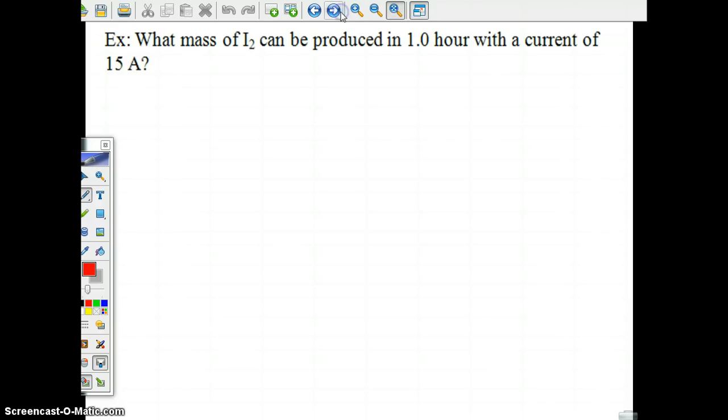All right, so let's try one. We're going to try each process once. So what mass of I2, this is just like your lab, can be produced in 1 hour with a current of 15 amps. So I'm going to be doing that first process. And what does my time unit need to be to work with amps? It needs to be seconds. How many seconds are in an hour? 3,600.